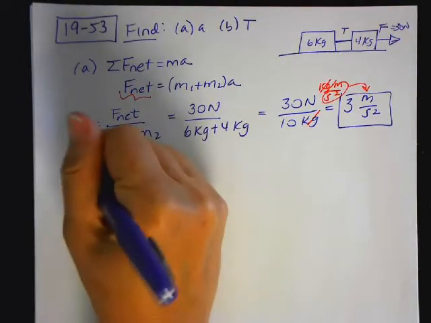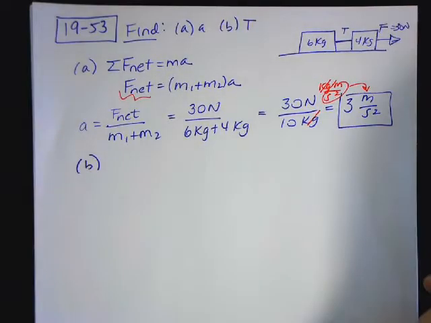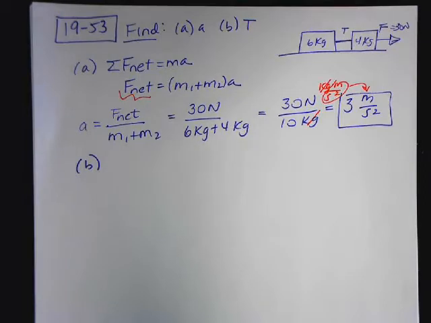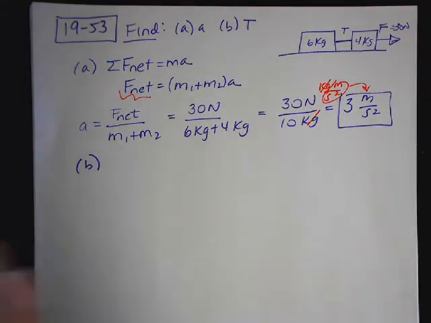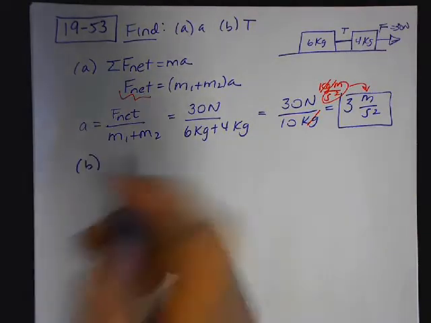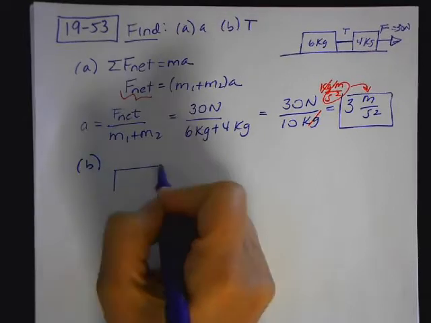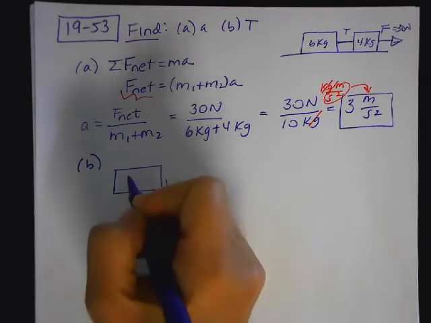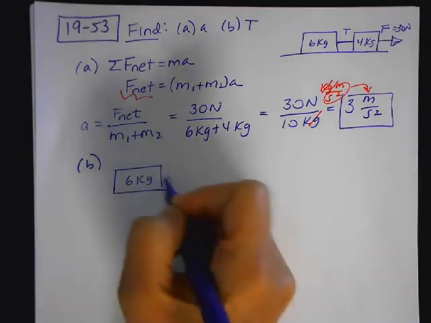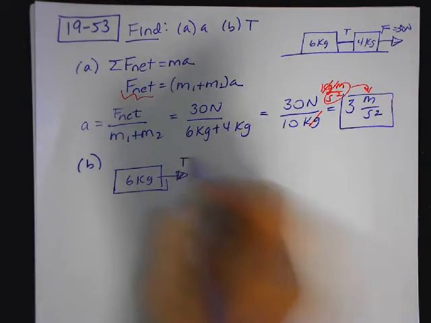For part B, it says, what is the tension? There's actually two ways to do it, so I'm going to show you both, because you can always check your work for a problem that's simple like this. You draw a free body diagram on the block. Normally I would do the block that has only one force. So the 6 kilogram block has the tension going this way.